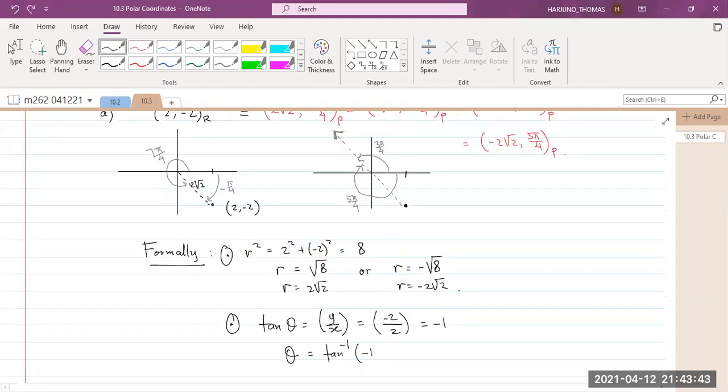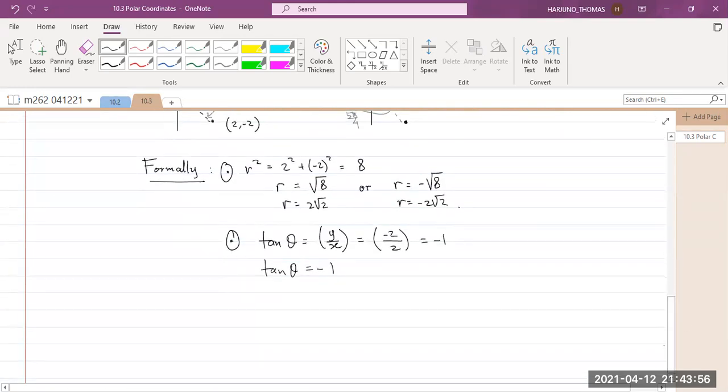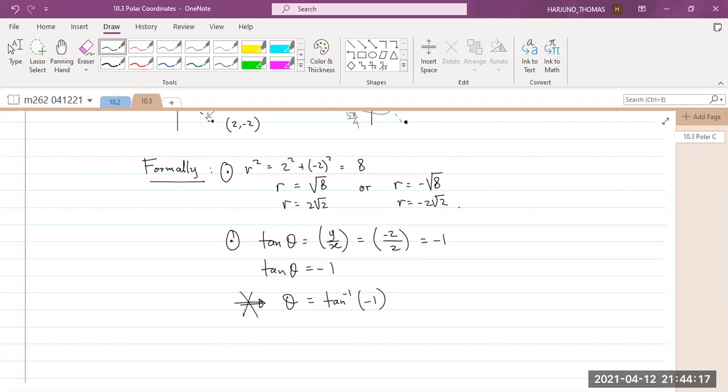No, I cannot write it this way. I'm sorry, cancel. I cannot write it that way. So tangent theta equals negative 1. Now, why can't I write it as tangent inverse? Because once you write it as tangent inverse, it becomes a one-to-one function. There are two angles theta such that tangent theta is negative 1.